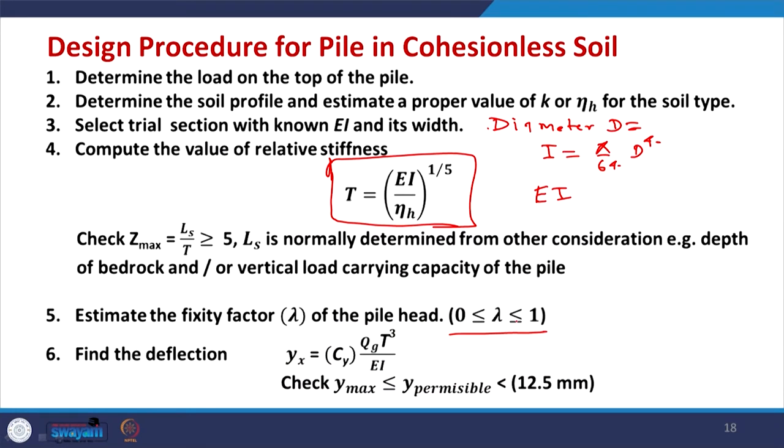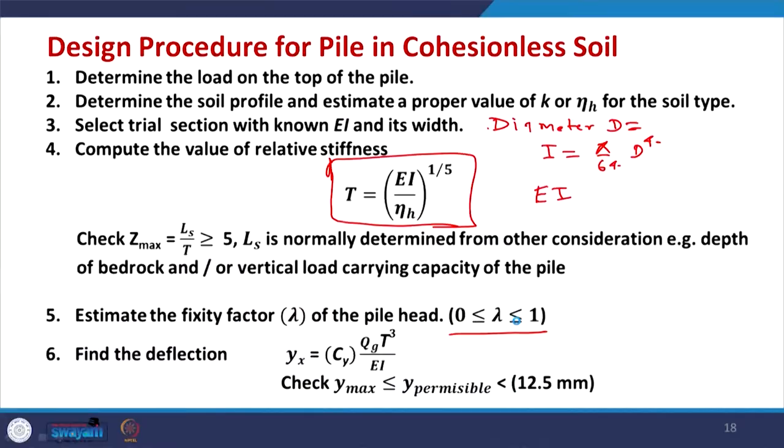So, you will be interested in the maximum value of the deflection, y max, and this maximum value of the deflection, which is coming from this equation in step 6, should be less than the permissible value. If the permissible value is given to you, then it is fine, otherwise you can assume a permissible value of 12.5 mm for the pile. Okay.